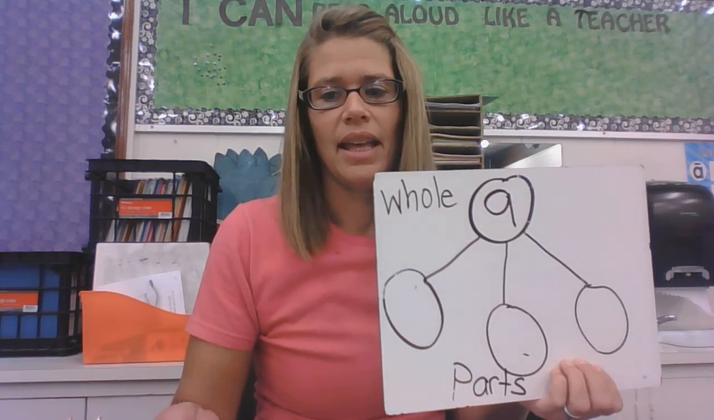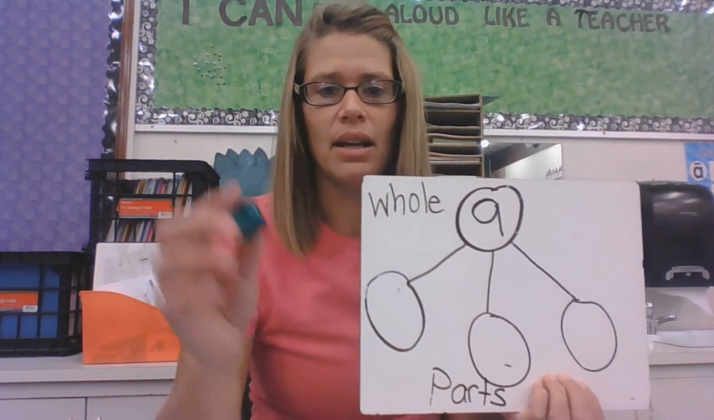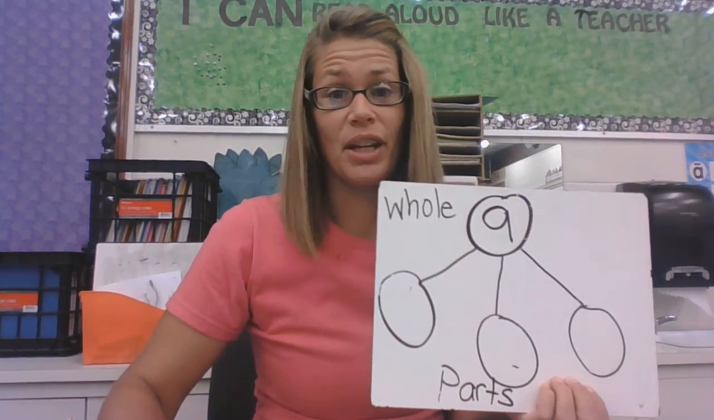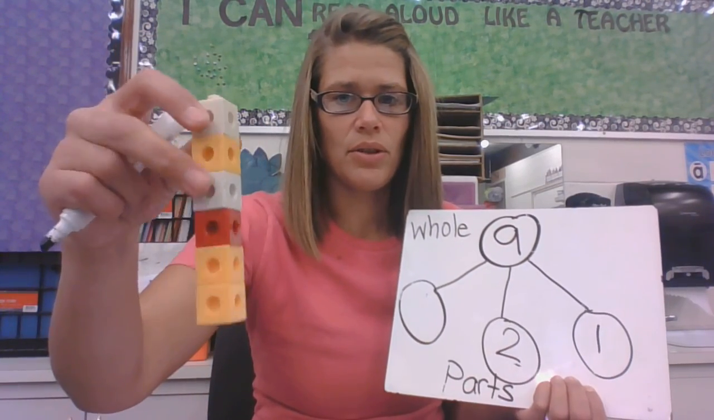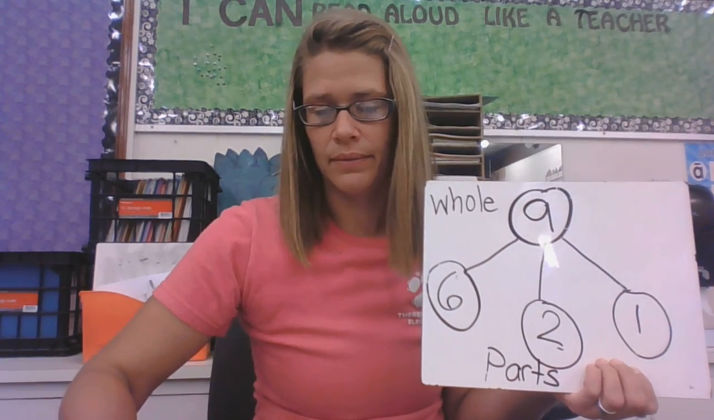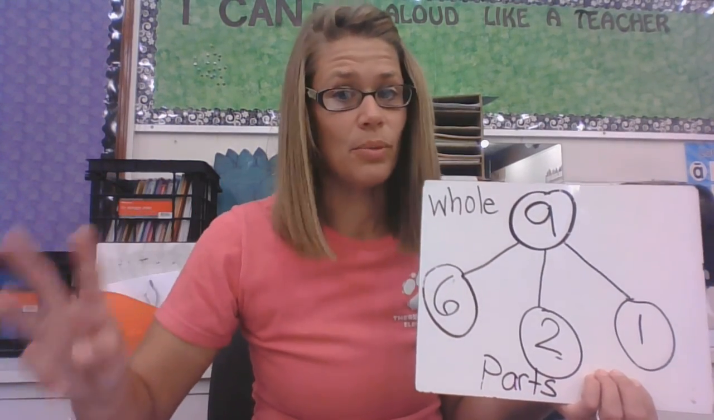Okay, and then I'm going to record it on my number bond. So I've got a part of 1. And remember, it can go in any circle down here that you want. I've got a part of 2. And I've got a part of 1, 2, 3, 4, 5, 6. Part of 6. Okay, so go ahead, record it. And then try a third way.